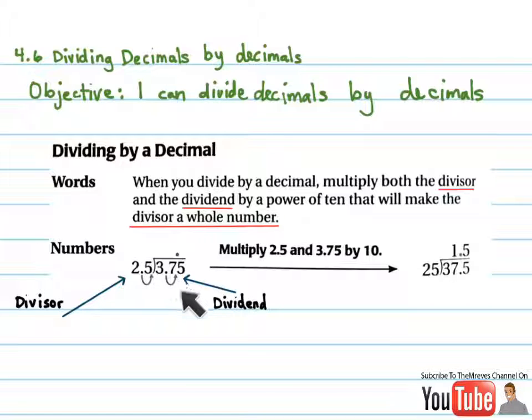Do the exact same thing with the other one. So if I move the outside one spot to the right, I got to move the inside one spot to the right to keep it balanced. And so now it's 25 divided by 37.5.